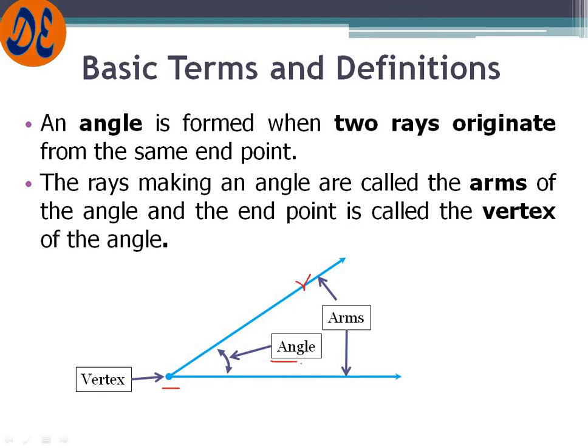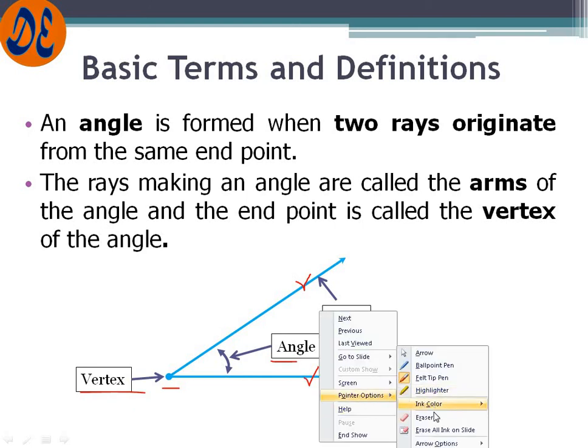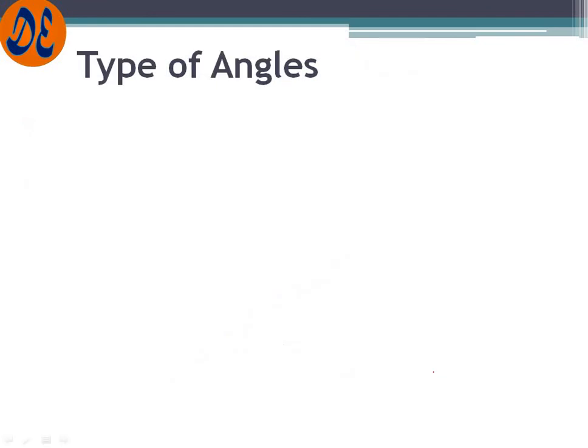This one and this one, these two lines are called arms, and the point where two rays are meeting is called the vertex. So these two rays are arms. The angle is this one, and this is the vertex. So these are the main definitions that we should be aware of.